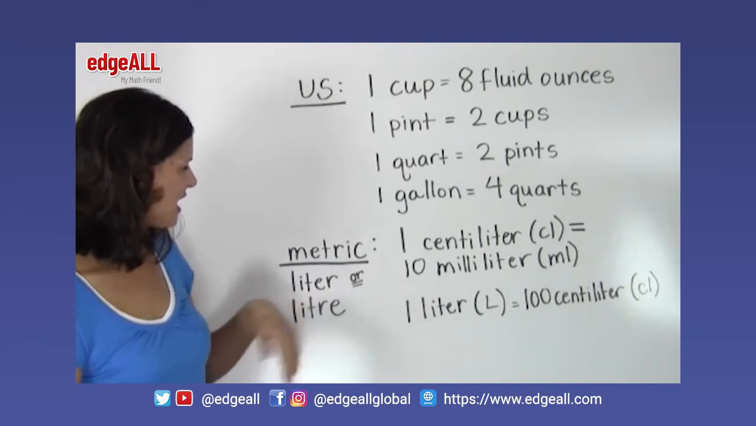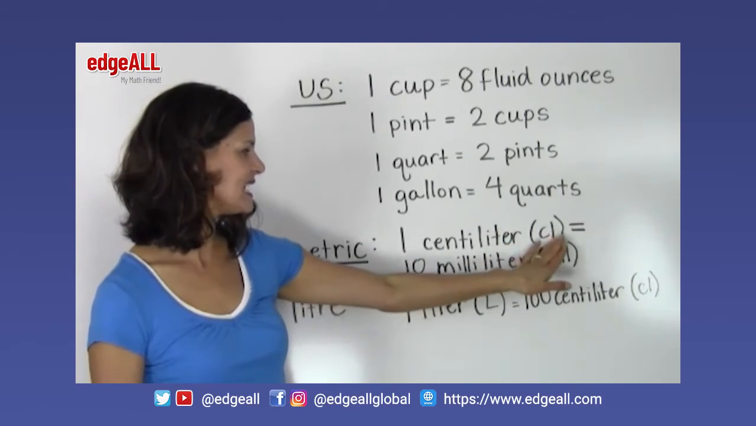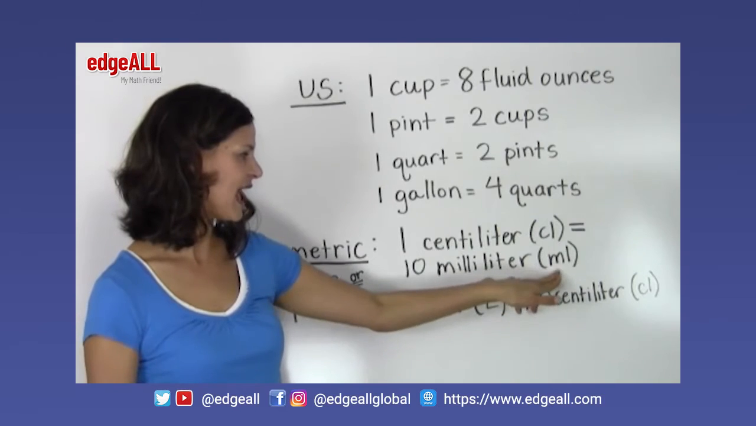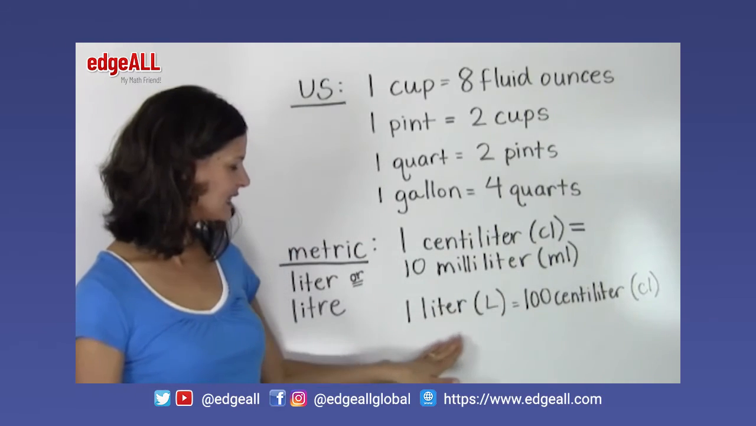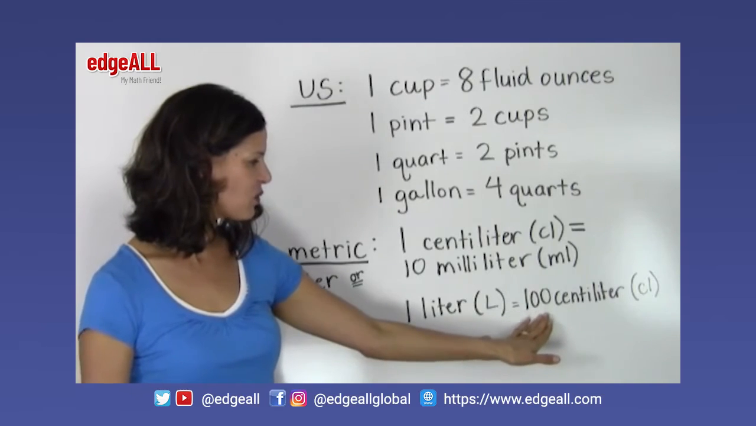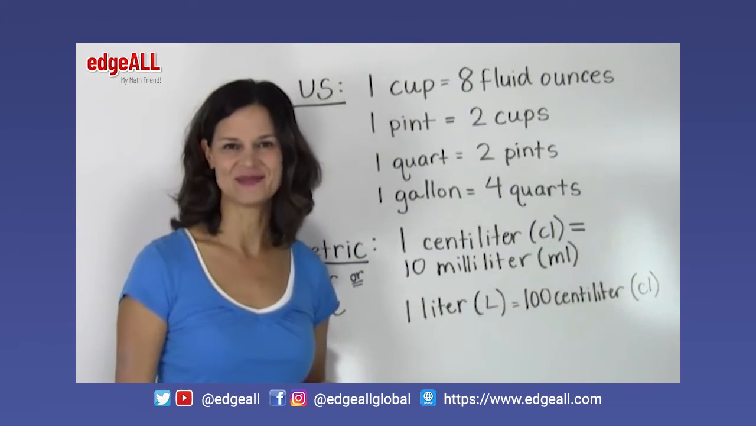So we have a couple of our metric units here. 1 centiliter, or CL, is equal to 10 milliliters, or ML, and then 1 liter, or L for abbreviation, is equal to 100 centiliters, or CL again.